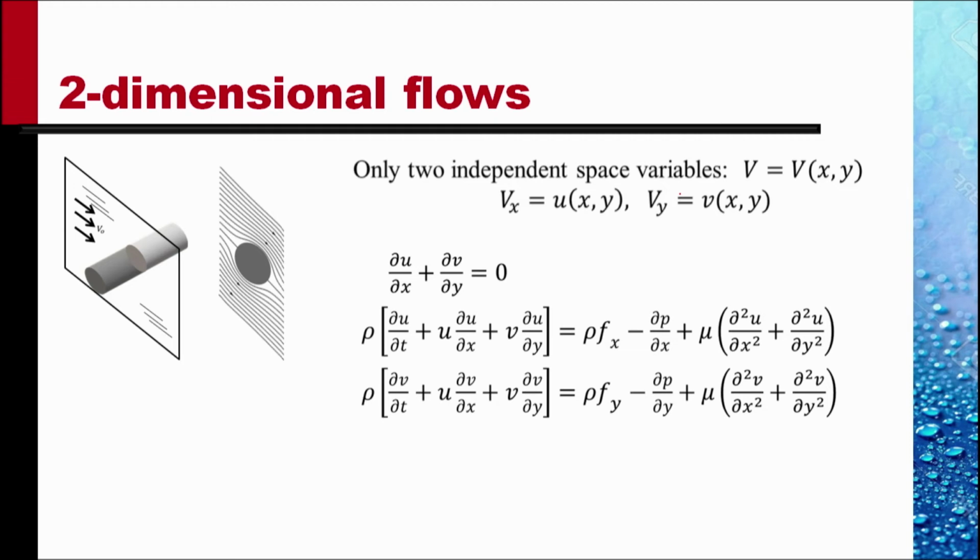We introduced two-dimensional flow earlier, where the flow varies within a plane but is the same in the third direction. So there are only two independent space variables, x and y, and in the z direction there is no component of velocity and there is no variation with the z direction. Then the equations governing the flow are as listed here.